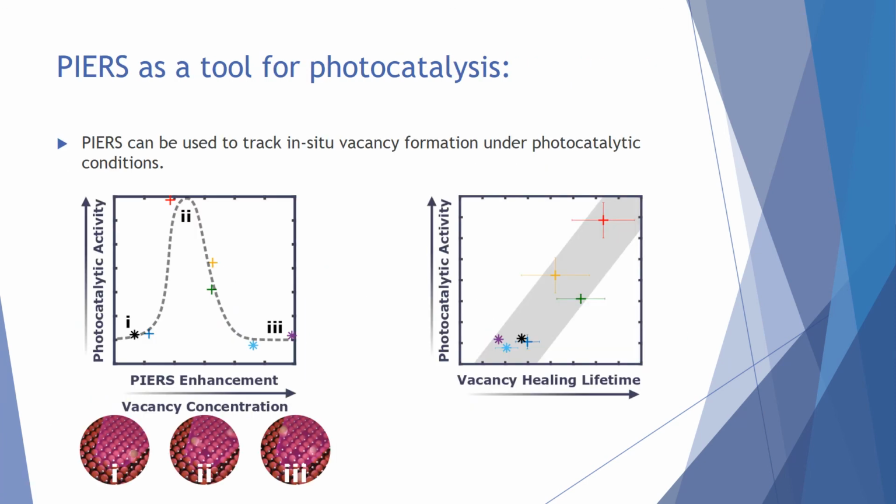In this work, we use PIRS as a tool to probe photocatalytic particles under reaction conditions to track the formation and healing of oxygen vacancies. We found that the concentration of vacancies does not directly correlate with the photocatalytic enhancement of the film, the photocatalytic activity of the film. However, a Goldilocks concentration can be found for ideal photocatalytic efficiency. In addition, longer-lived vacancies appeared to correlate with higher photocatalytic activity.